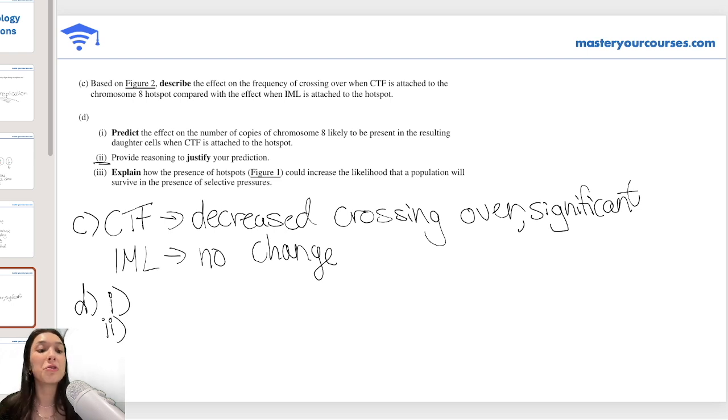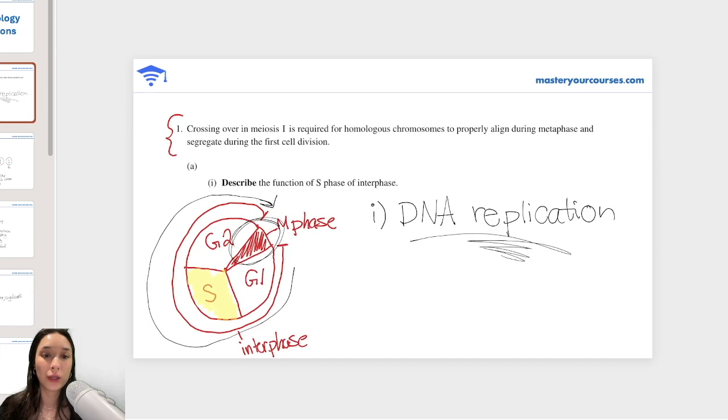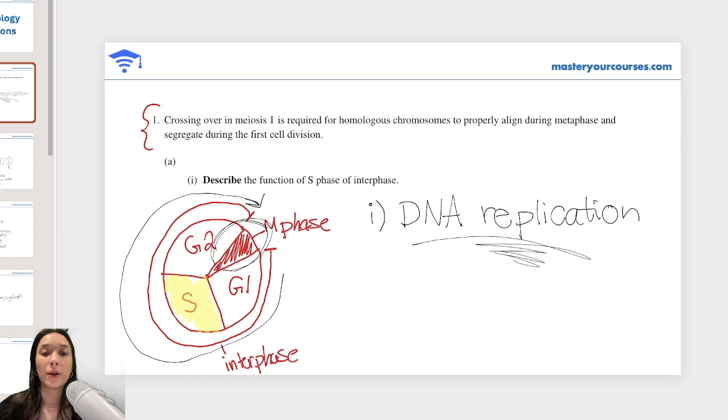CTF decreases the number of crossing over events. What would that have to do with the number of copies that are distributed during meiosis? This takes us back to here, which says crossing over in meiosis 1 is required for homologous chromosomes to properly align during metaphase and segregate during the first cell division. We've established that CTF decreases crossing over. Now, if crossing over is required for proper division, decreasing crossing over should decrease proper division, and it should decrease the accuracy of the divisions.